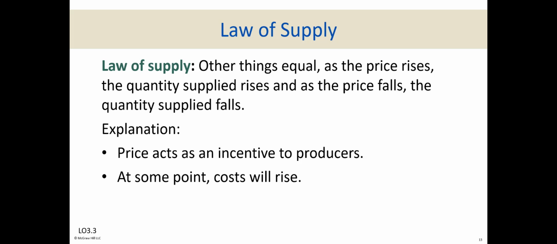Beyond some level of output, producers usually encounter increasing costs, but in order to understand the law of supply, we assume all other things are the same. So as the price increases, production becomes profitable because cost doesn't change. For that reason, suppliers are willing to supply more to the market.